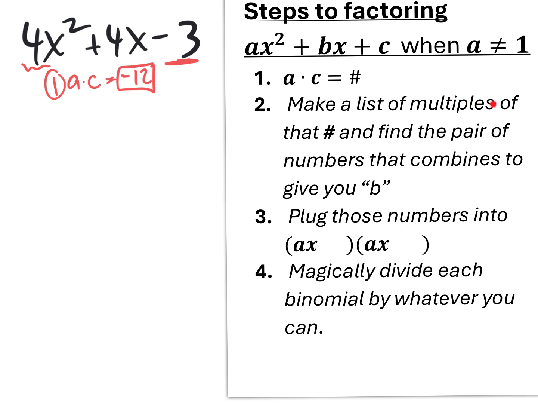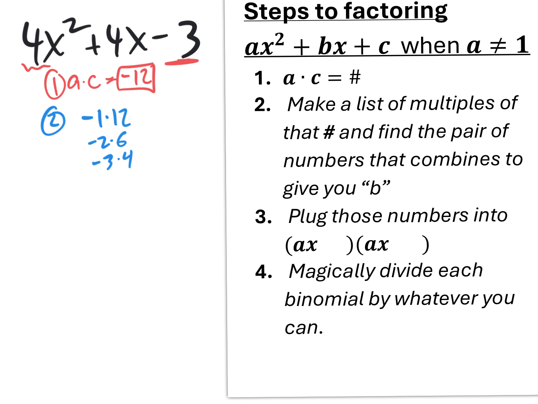Step 2, make a list of the multiples of that number, a list of the multiples of negative 12, and find the pair that combines together to give you b. So let's first make a list of the multiples of negative 12. So here's my step 2, making a list. Negative 1 times 12, negative 2 times 6, negative 3 times 4, and that's it. Now, which of those pairs of numbers, when I combine them, gives me the b value, which is 4 in this case? Remember, it's ax squared plus bx plus c. Which of these numbers, when I combine them, gives me the middle value 4? Anybody?